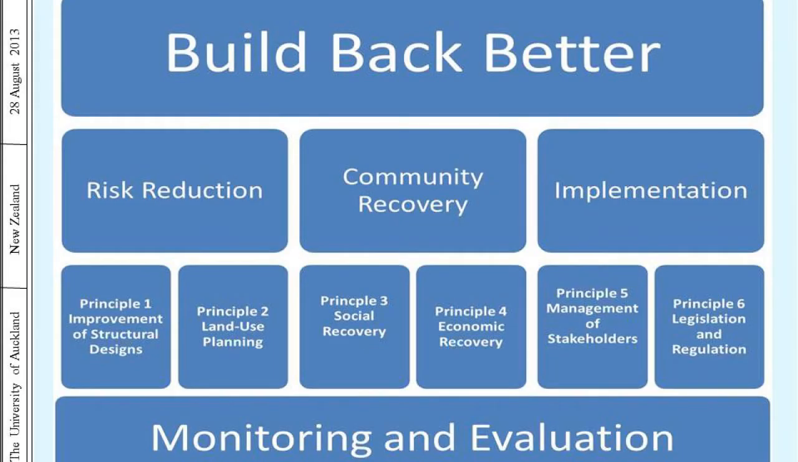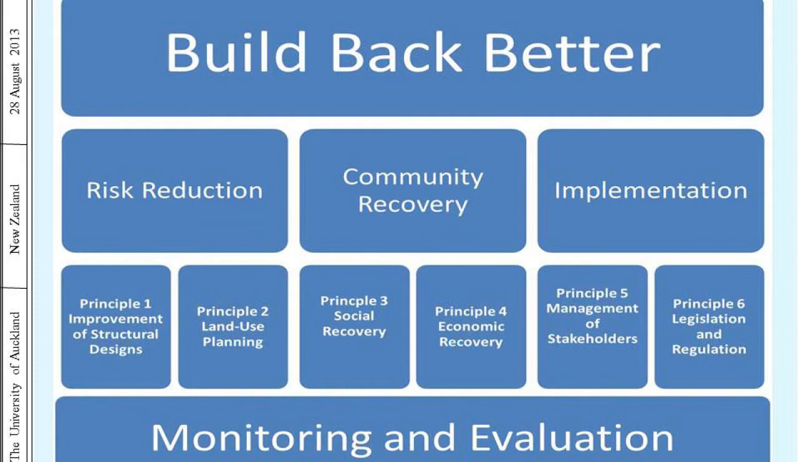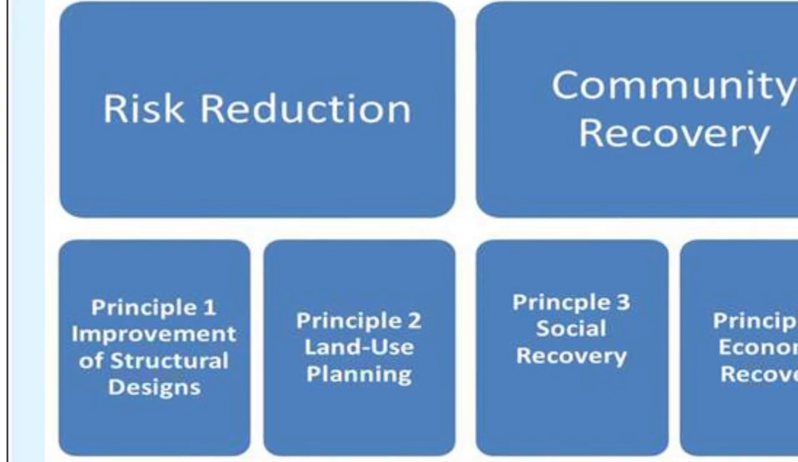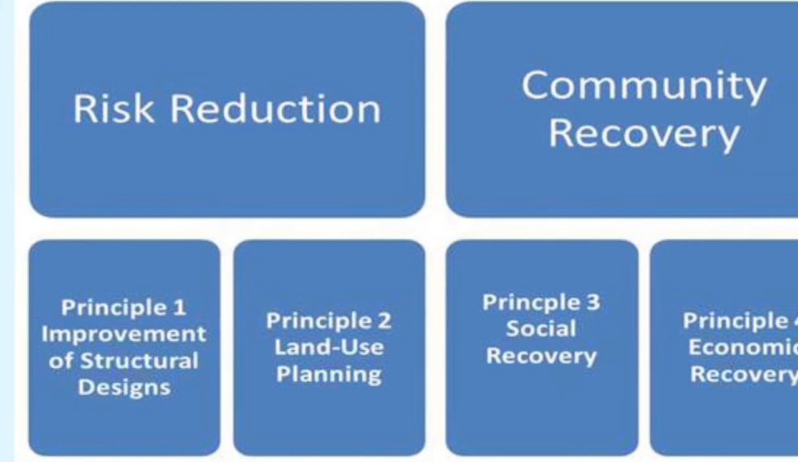My research has involved trying to really understand this concept of building back better and present it using a framework. So I've tried to represent this concept using some key categories and also 6 build back better principles. So the first category is risk reduction. Risk reduction talks about reducing risks from hazards and also improving the structural resilience of the built environment. And this is achieved in 2 ways, through Principle 1, improvement of structural designs, and Principle 2, through better hazard-based land use planning.